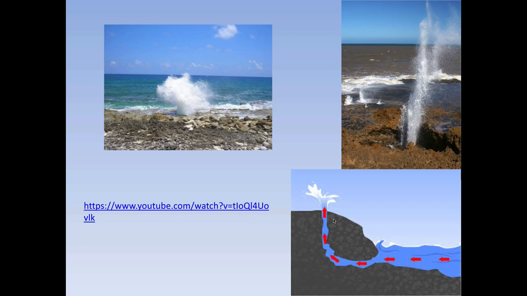This diagram is clearly exaggerated. That is not possible because that lump of rock would appear to be hanging in midair, which is a complete load of tosh. But what the diagram is trying to get across is the basic idea of the process. So the wave comes in at the bottom, the water comes up through the crack, and you get this kind of eruption of seawater at the top. So that's a blowhole.